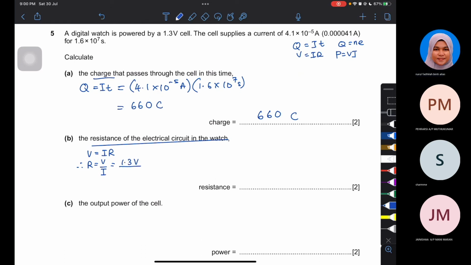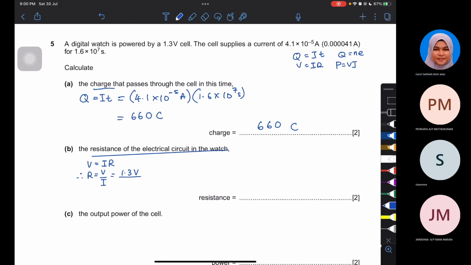Current adalah 4.1 ... kita dapatlah 32,000 ohm. Okey, so dapatlah 32,000 ohm. Okey.